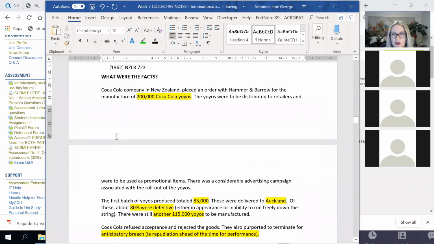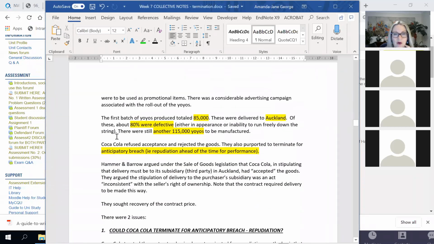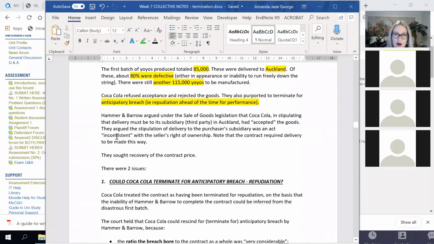Hammer and Barrow, the facts were Coca-Cola placed an order with Hammer and Barrow to make 200,000 yo-yos. The yo-yos were to be distributed to retailers and used as promotional items. There was an ad campaign associated with the rollout of the yo-yos. The first batch was 85,000 yo-yos. They were sent to Auckland, and in fact, Coca-Cola directed that they be delivered to Northern Bottlers, who were an agent for Coca-Cola at that point.